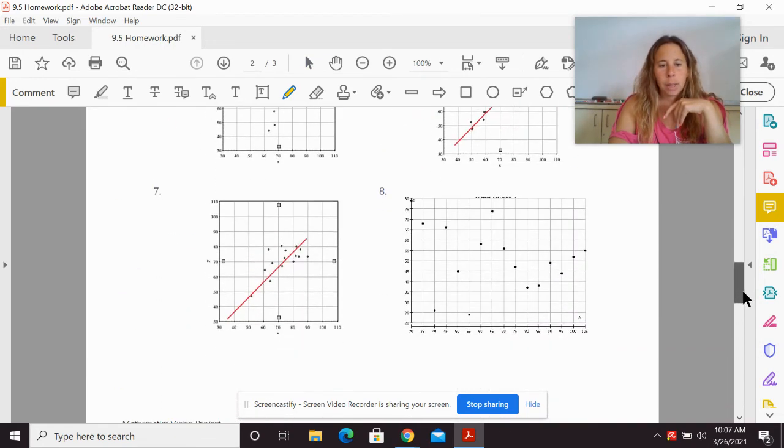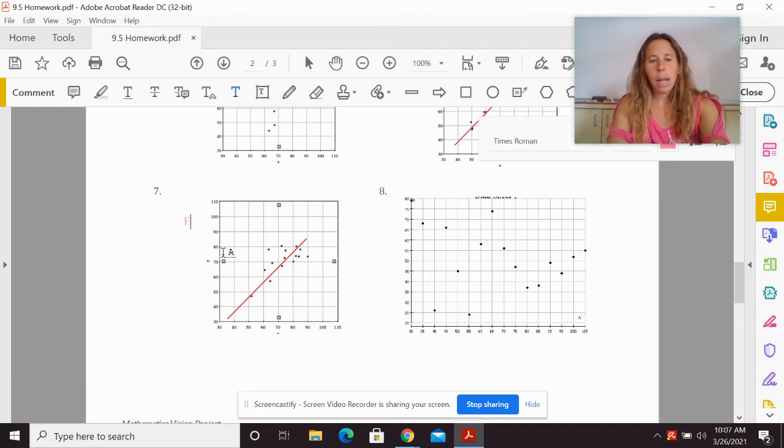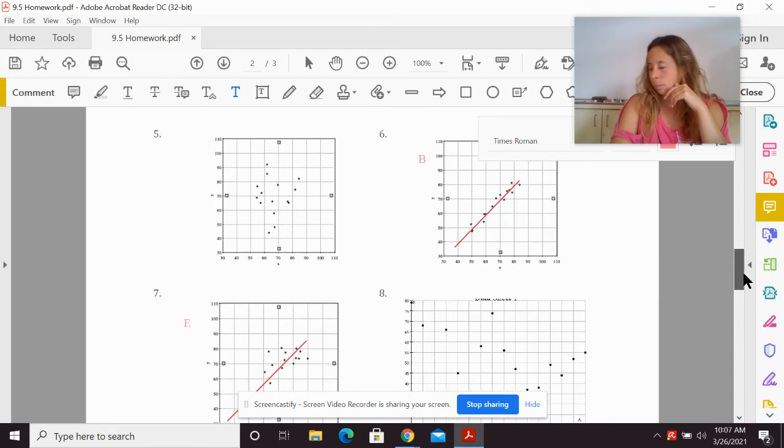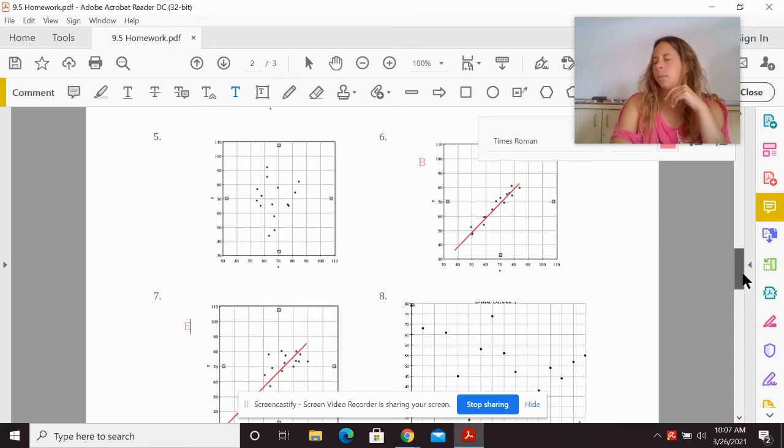Scroll back down. So that was number 7. That is E. Okay, so now all we have left is number 8 and number 5.